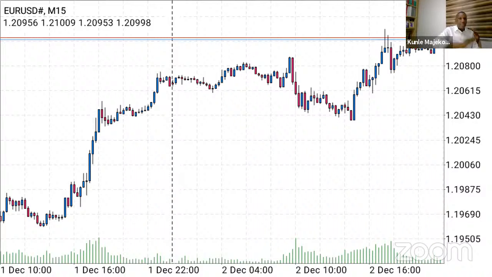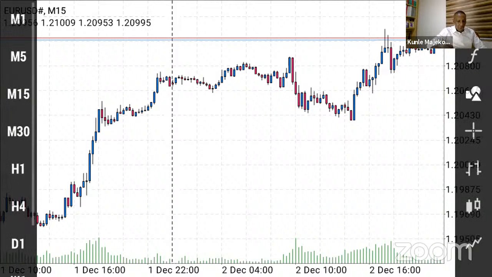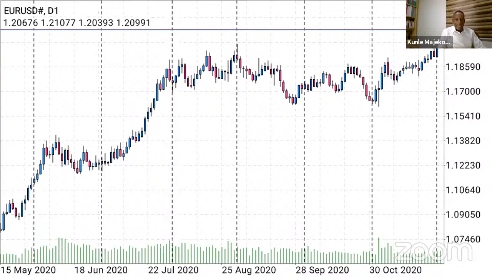I thought it has broken. When I look at the daily candle, I thought it has broken the resistance zone. Okay, and I know that it might come for a sell, to come and retest that resistance again. But when will it do that? Nobody knows. Okay, nobody knows.